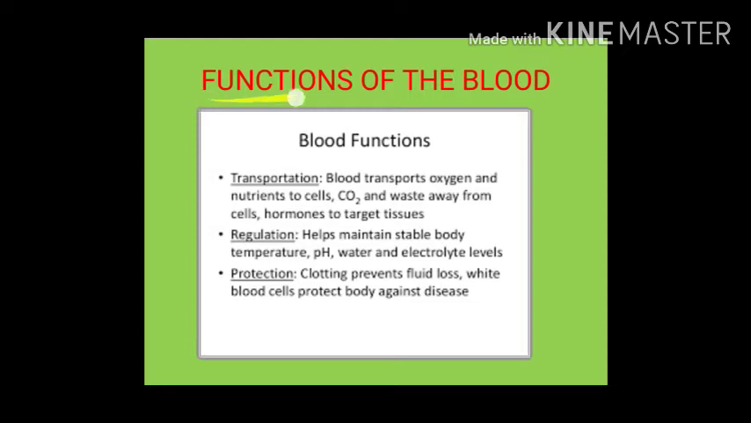Now moving on to the functions of blood. First function, transportation. Blood transports oxygen and nutrients to the cell, carbon dioxide and waste away from the cell, hormones to target tissues. Second function, regulation. Helps maintain stable body temperature, pH, water and electrolyte levels. Third function, protection. Clotting prevents fluid loss. White blood cells protect body against diseases.